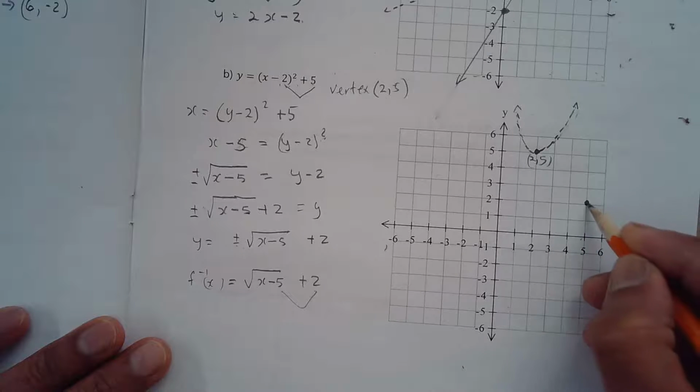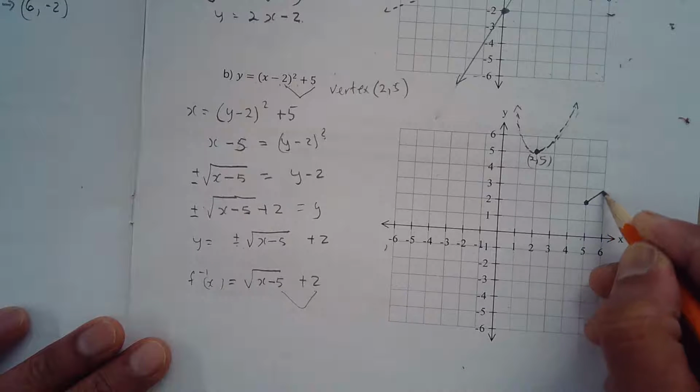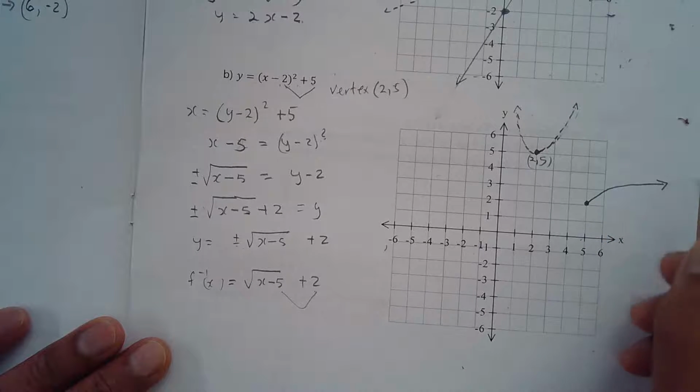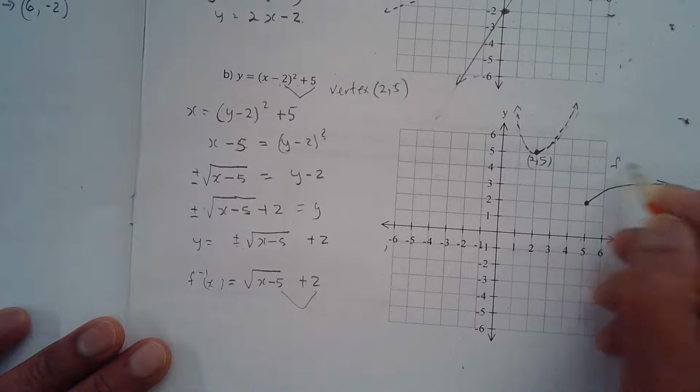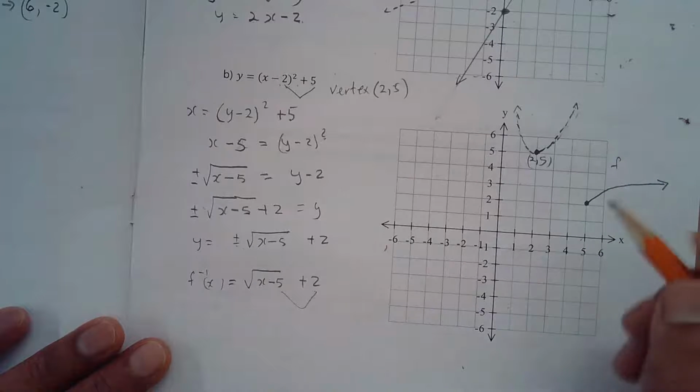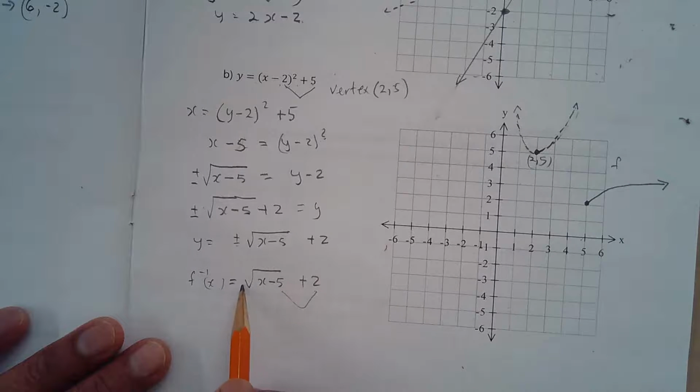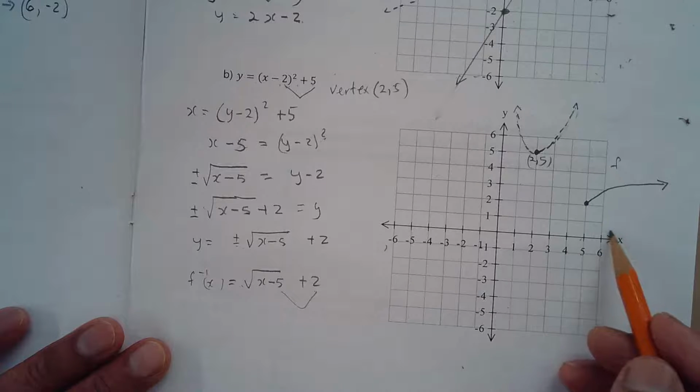Then my graph will be going upwards if I were to look at this. So this is, now it's a function. Now, if I didn't remove the negative, then it will not be a function, it becomes a relation.